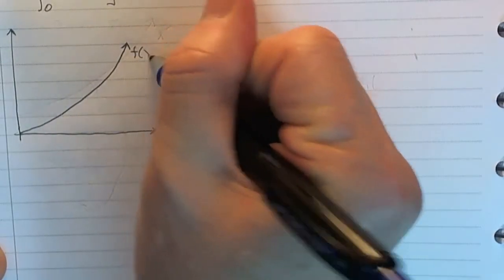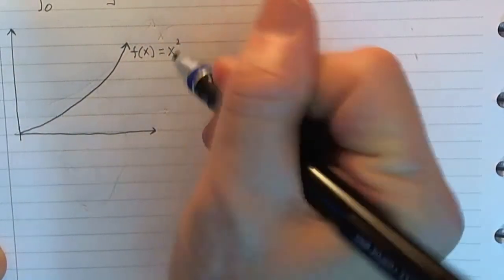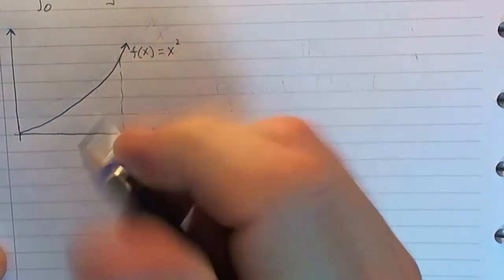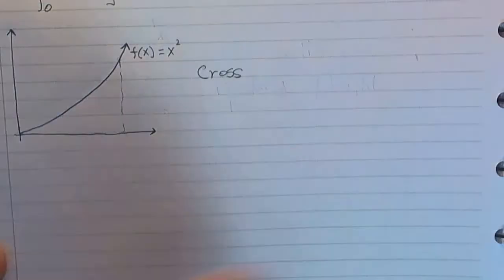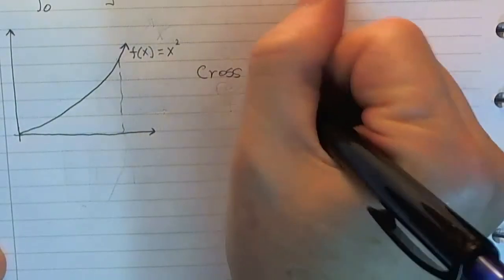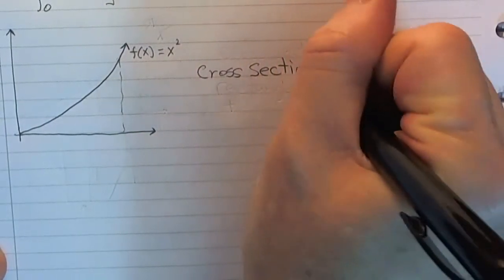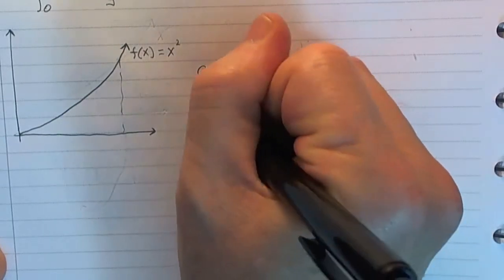Now let's change it a little bit. Let's consider the same base. Okay? Same base. But the cross sections are going to look different. Okay? So here is our base. There's f of x equals x squared. And this time, every cross section perpendicular to the base is going to be, let's say, a half circle.